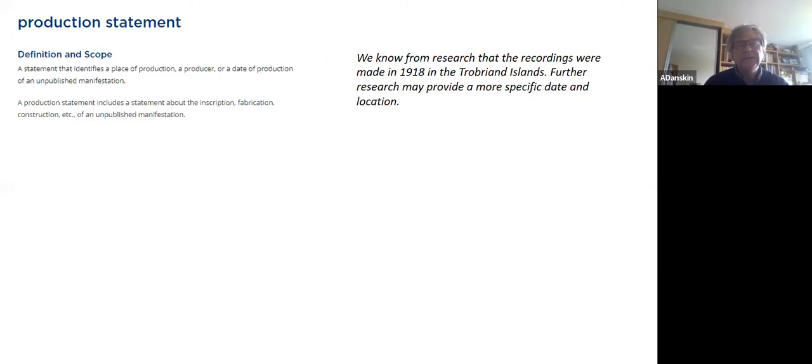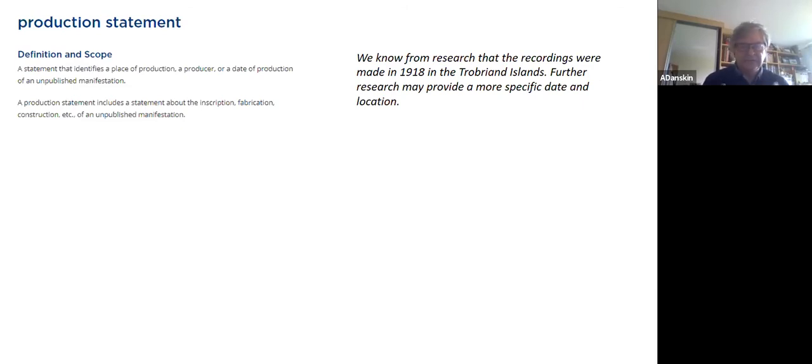And so that was the first element. If we move on to look at production statement, this is an unpublished resource, so I'm going to cover production statement. What we know about this is that the recordings were made in 1918 on the Trobriand Islands, which is now part of Papua New Guinea.